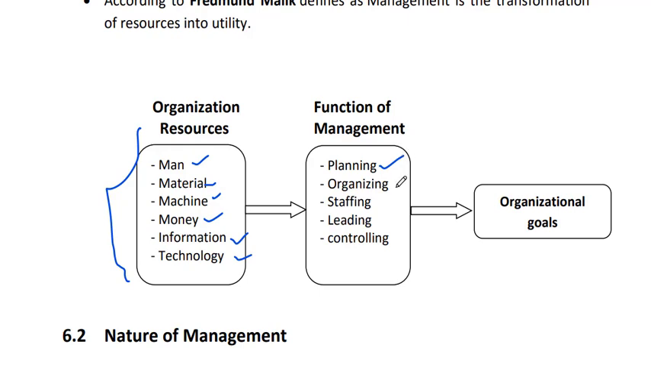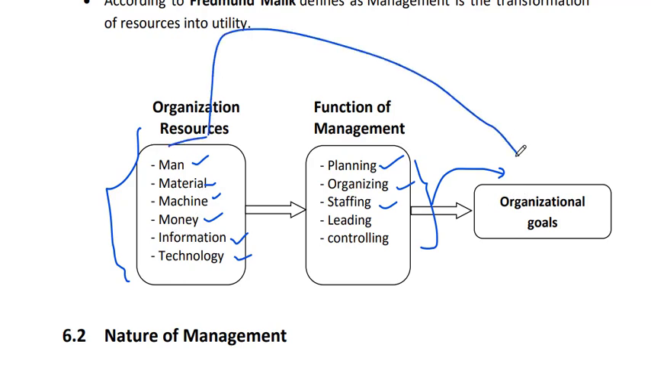Then they will organize, they will do staffing, which means they will assign different work to different workers. For example, this worker will do this stuff, that worker will do different stuff. For staffing they have one leader also, and the whole chain of command will be controlled by management. So these five functions of management will accomplish our organization goal and turn resources into our product.